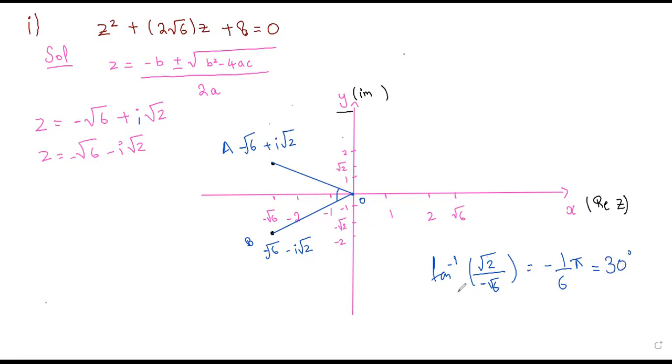And minus root 6. Yes, this is how we do it. Tan inverse y divided by x. Do you remember this method we used to find the argument? Yes, I remember. So this is what we are getting for A. Let's see what we get for B: tan inverse under root 2 divided by under root 6. Let me write it down here as well.